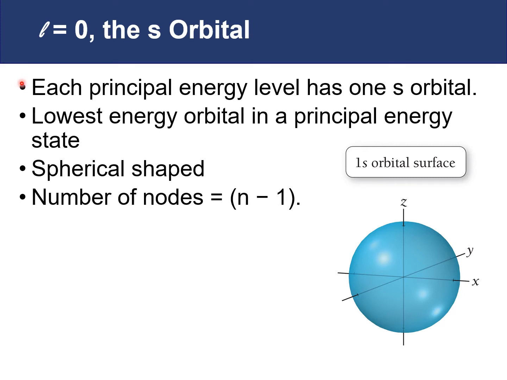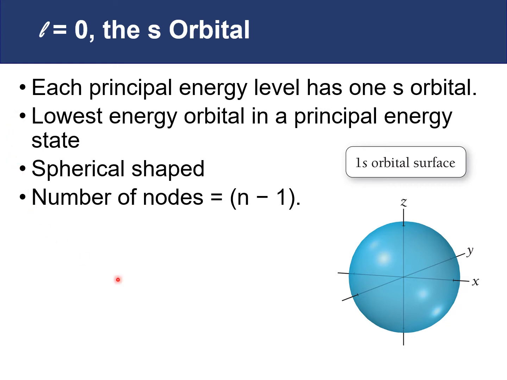So if n, our principal quantum number, is equal to 1, then L would be equal to 0. It is for this reason that each one of our principal energy levels, again represented by n, will have an s orbital. So if n is equal to 1, we will have an s orbital. If we're on the n equals 2 principal energy level, we still have an s orbital. If we're on the n equals 3 principal energy level, we have an s orbital. The s orbital will be the lowest energy orbital for any given principal energy state. So for any one of our different n values, the s orbital will always be the lowest energy orbital.